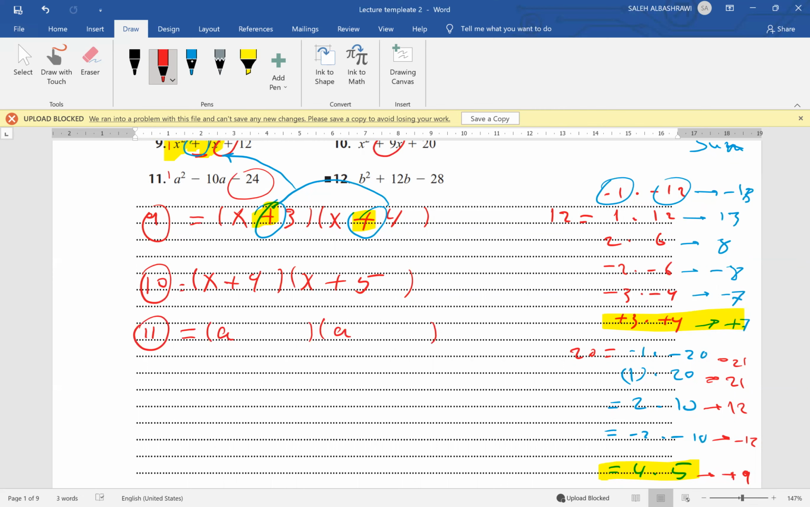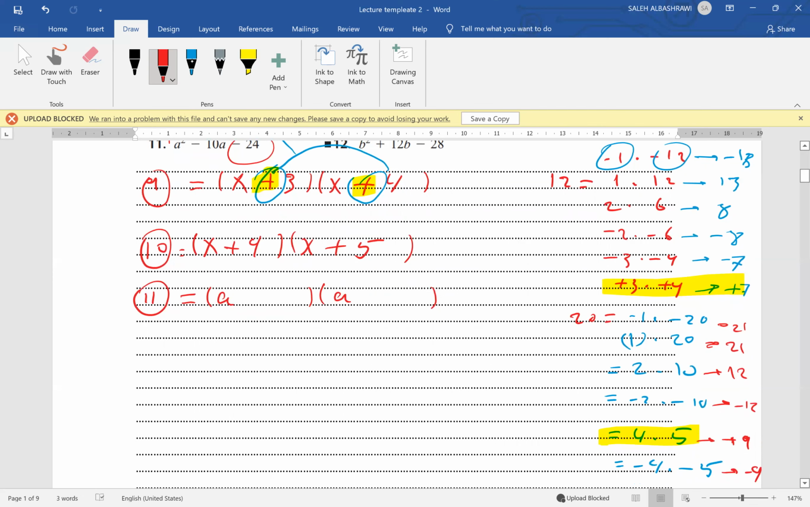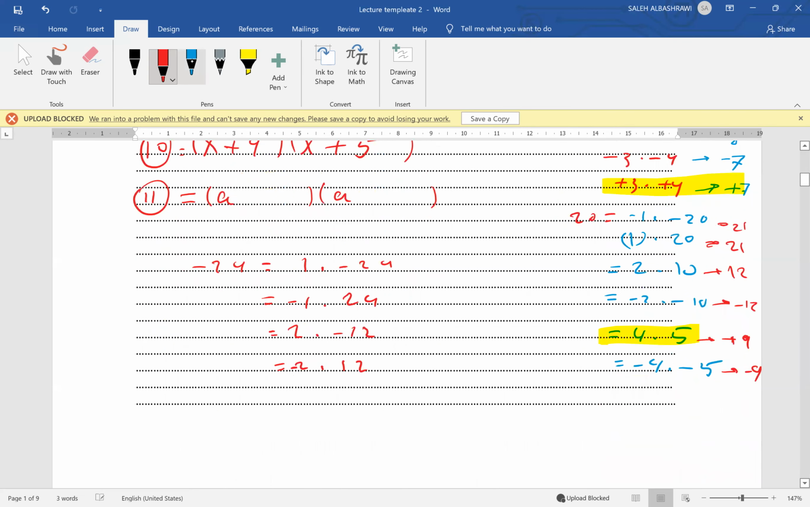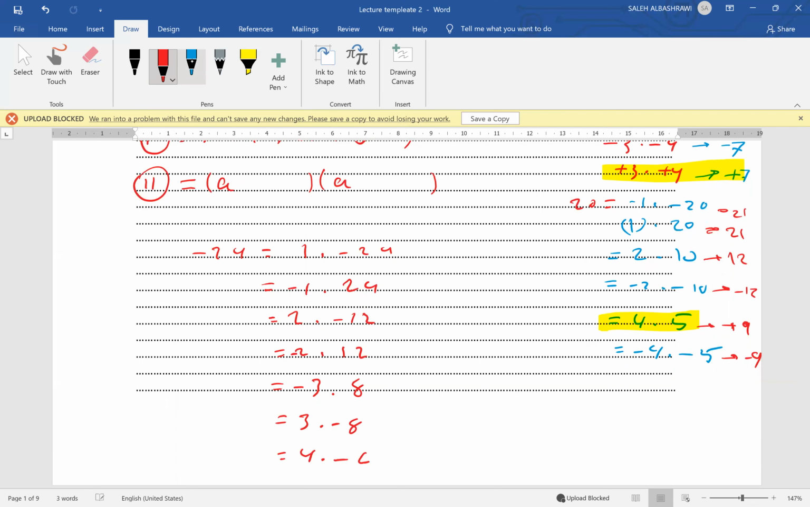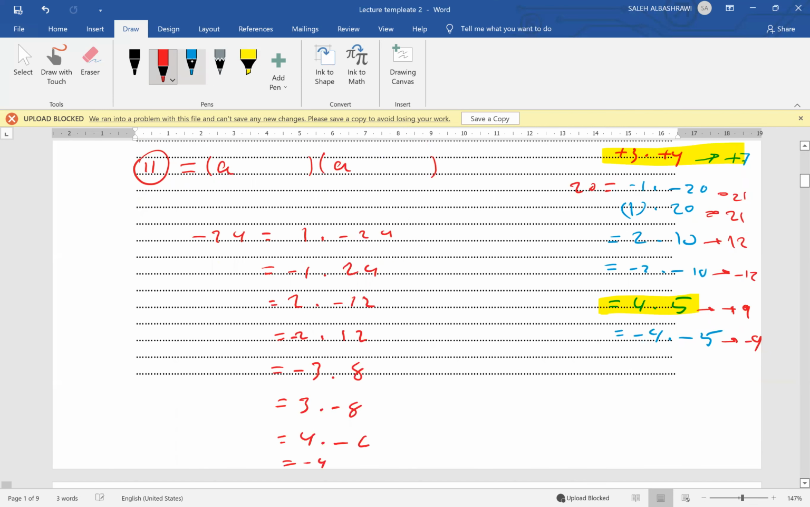So if you write the minus 24, this can be written as 1 multiplied by minus 24, or minus 1 times 24, or 2 times minus 12, or minus 2 times 12, or minus 3 times 8, or 3 times minus 8, and it is 4 times minus 6, and the last one is minus 4 times 6.